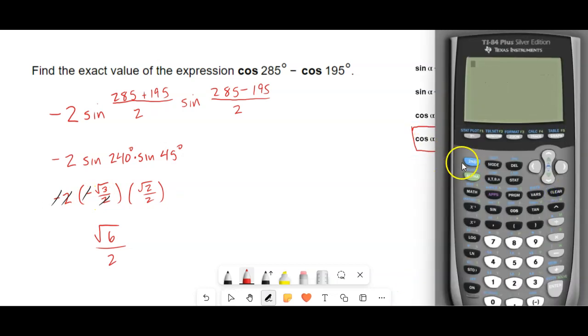Alright, we can check this, we just got to be careful. Go into degree mode, or you can alternatively just use the second angle button and change it, or just manually type in degrees. But this is cosine of 285, and then hit enter. There's what we get. And on the next line, I can just type in the square root of 6 and then come out and divide it by 2 and show that you get the same expression. So that lets us know that we've got the right number here.